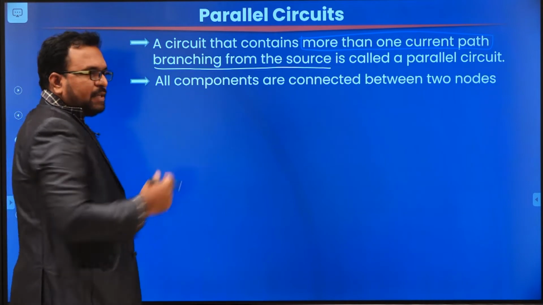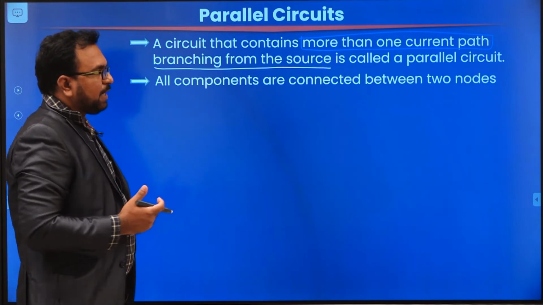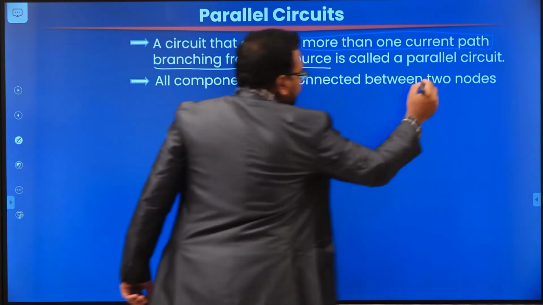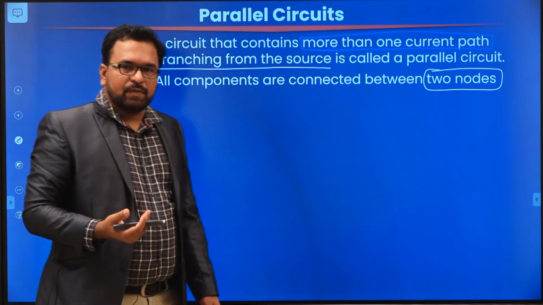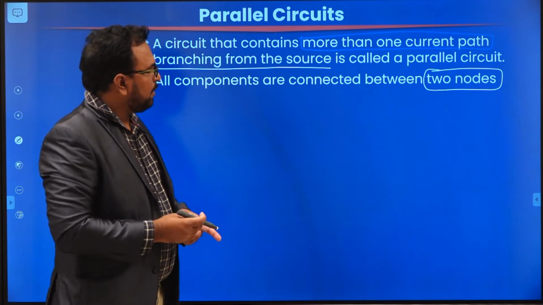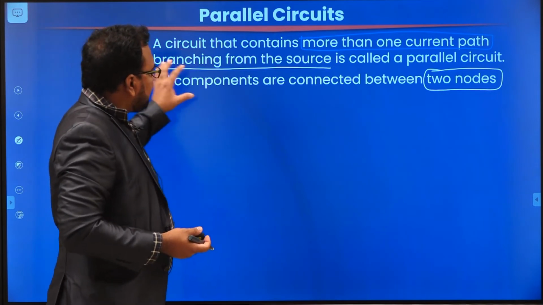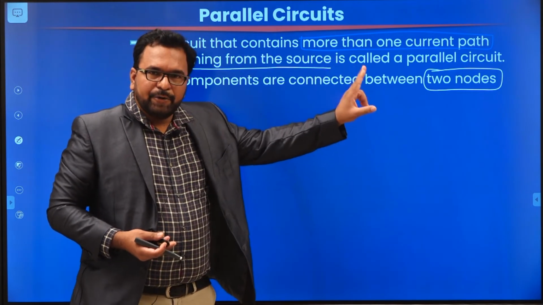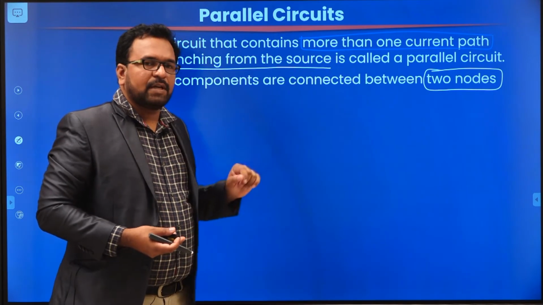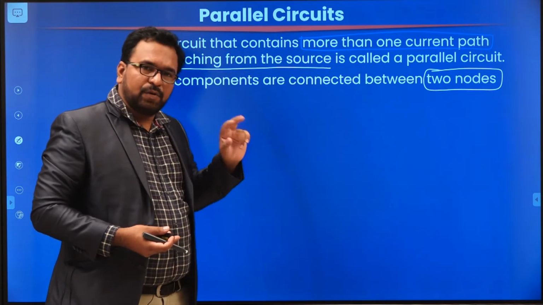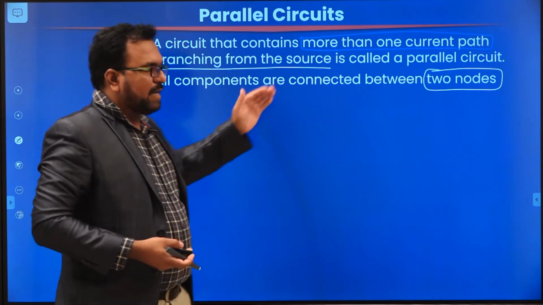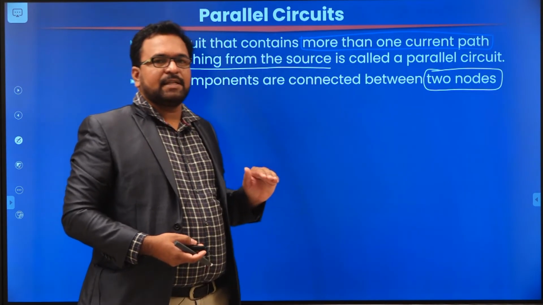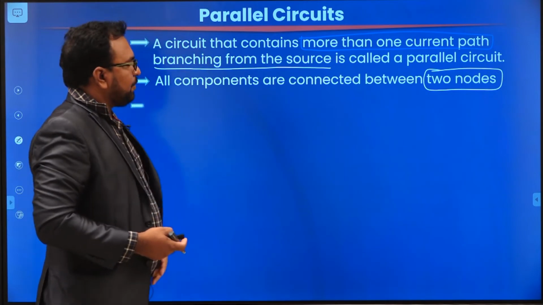Next, how are the components connected? In series circuits, there are more than two nodes involved. Unlike series circuits, in parallel circuits, all the components are connected between only two nodes. So how many nodes are involved in parallel circuits? Only two nodes. All the components are going to be connected between those two nodes only. Then only we can say that it is a parallel circuit.